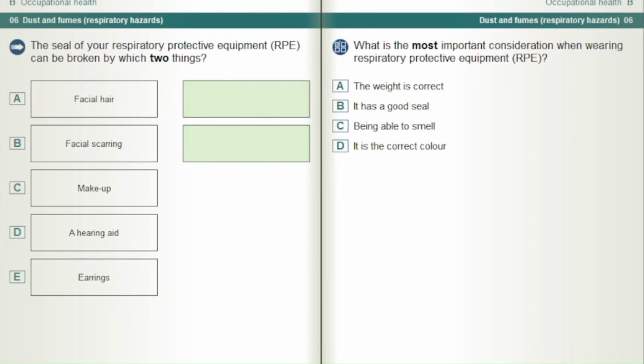What is the most important consideration when wearing respiratory protective equipment, RPE? The weight is correct. It has a good seal. Being able to smell. It is the correct colour.